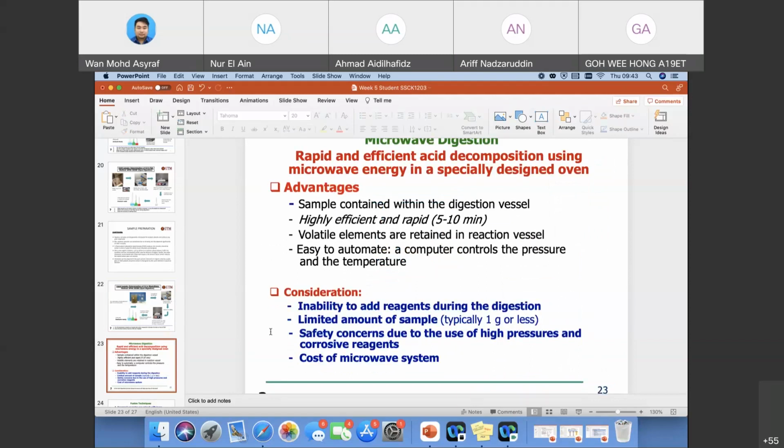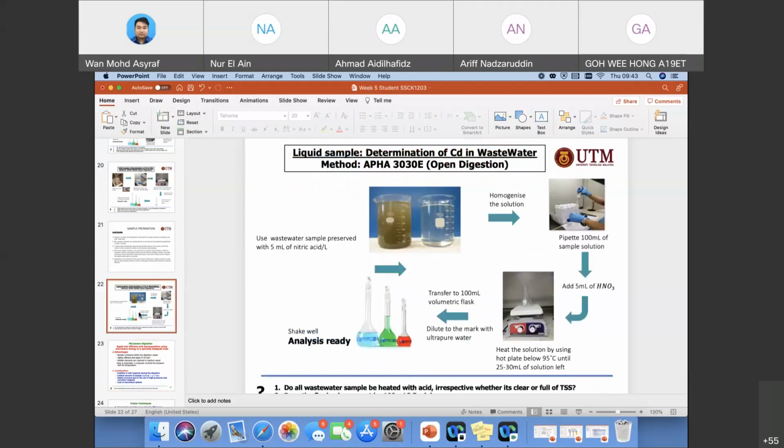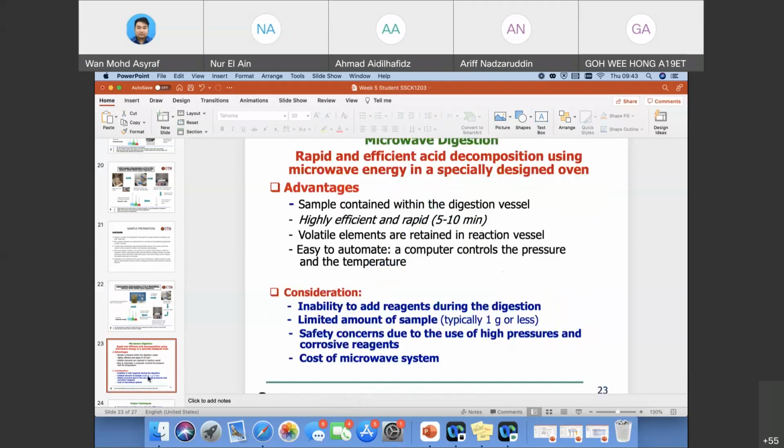Consideration. Now, the consideration is that when you use microwave digestion, you cannot add any more reagent during the digestion. Whatever you put inside is the only thing that's going to be used. You cannot add more. For example, for open digestion, you might think, oh, maybe I didn't put 5 mL, maybe I just put 2.5 mL. You can add another 2.5 mL later on. But for microwave digestion, you cannot do that. You cannot open it and put more in and do it again.